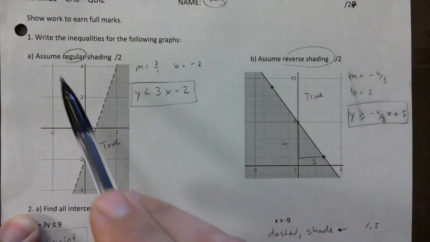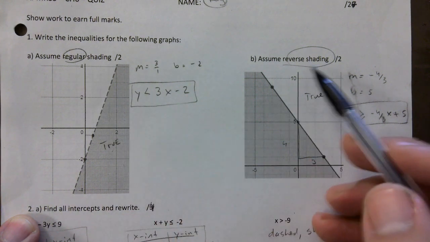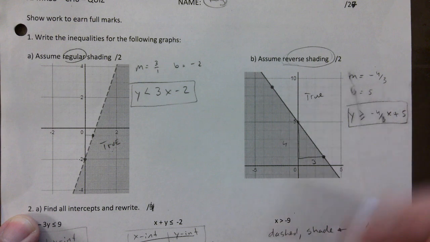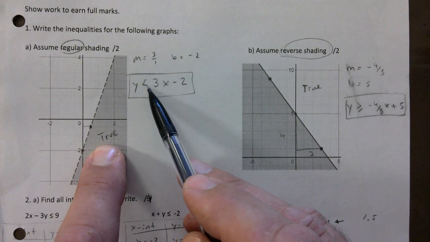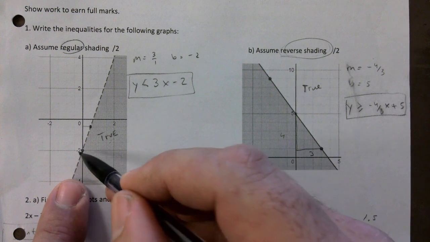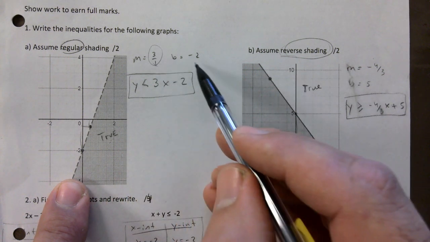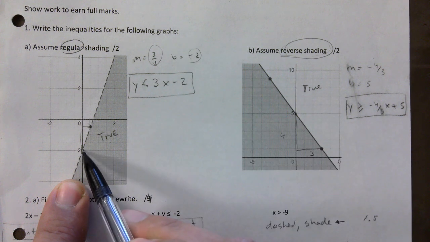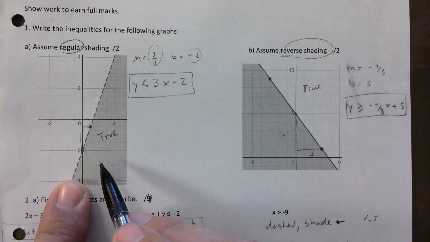Regular and reverse shading. Regular shading means that the true region is shaded, and on the reverse shading, it's the opposite, right? So the true is actually here. Because the true is below, it has to be less than, it's dashed, and my slope is actually 3, 1. 3, 1, 3, 1, it just keeps on going positive. My y-intercept is -2 here. And so that's what it ends up being.